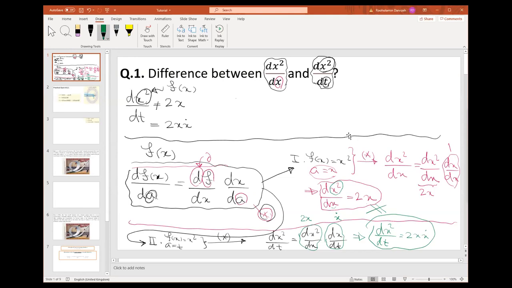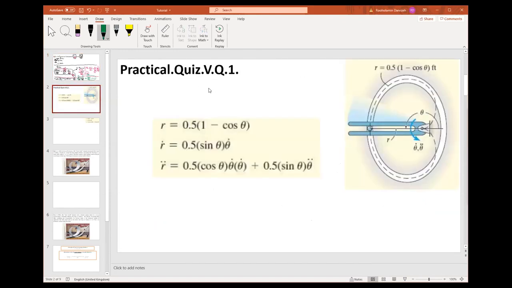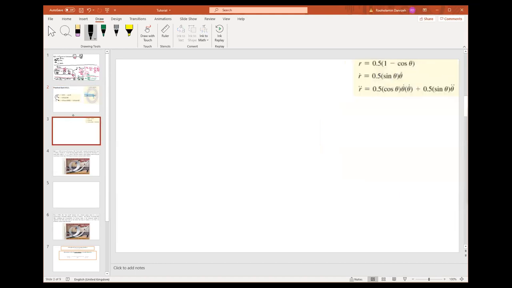Now we go to the next question. This is from practical quiz 5, question 1. Again, this is a calculus question. They ask how we can take the time derivative of the radial displacement, or radial position, and the second time derivative. Again, this is nothing more than the chain rule. We go through it together, and please stop me if you think any point is not clear.